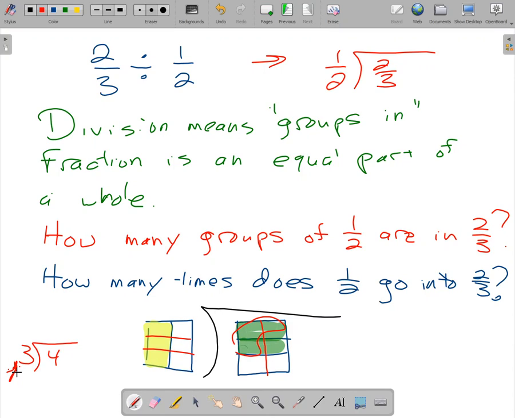Yeah. So it turns out the answer is there's one whole group of 3 there, and 1 out of those 3 pieces are left over. So the answer must be 1 1/3. So let me state the answer and we can talk about it some more.